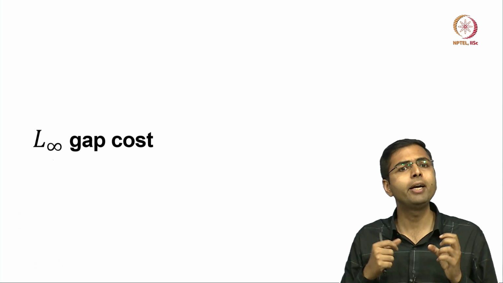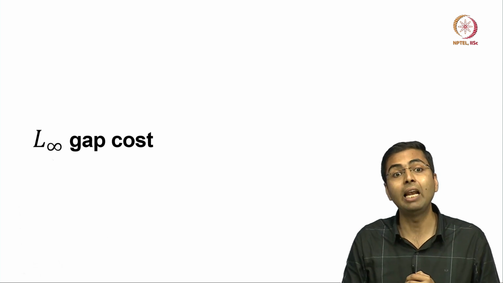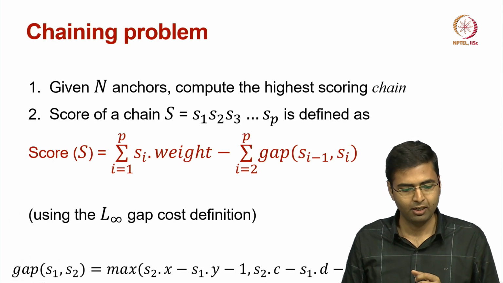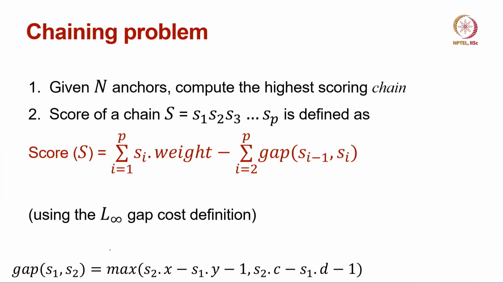Now, moving to a more interesting case, that is L infinity gap cost. So, in this case we were defining the gap cost between two anchors as maximum of the distances on both sequences, right. So, in this case, instead of taking the sum on both sequences, we are taking a maximum on both sequences, and based on this gap cost definition we want to compute the highest scoring chain. So, now how do we proceed?